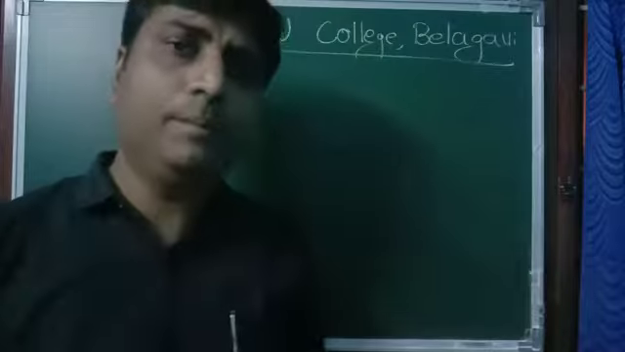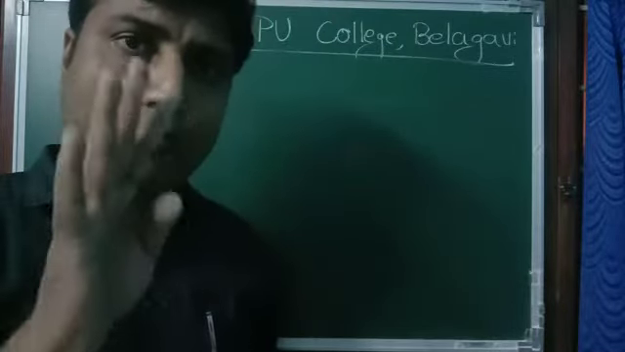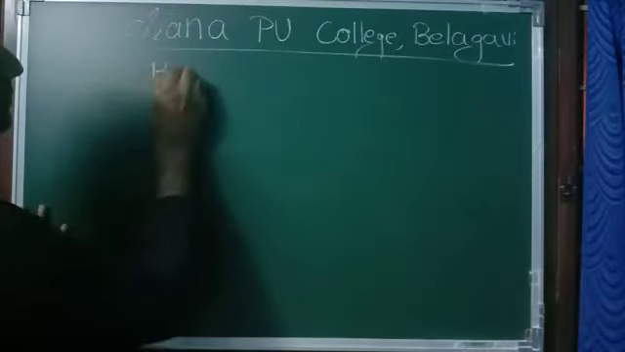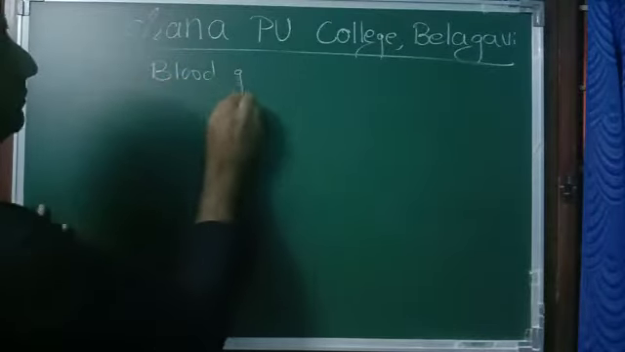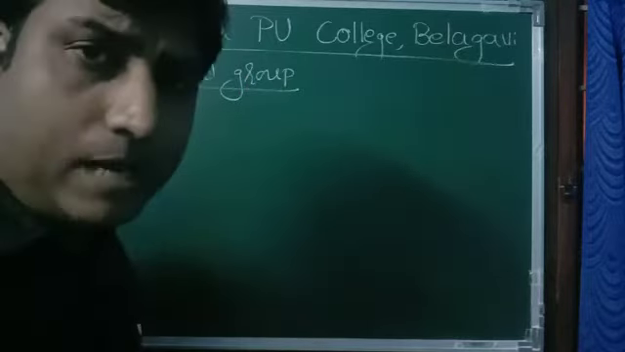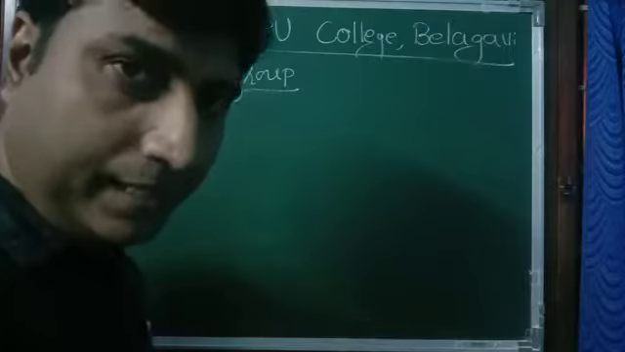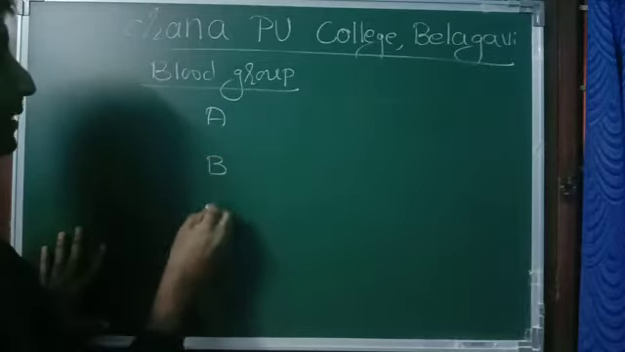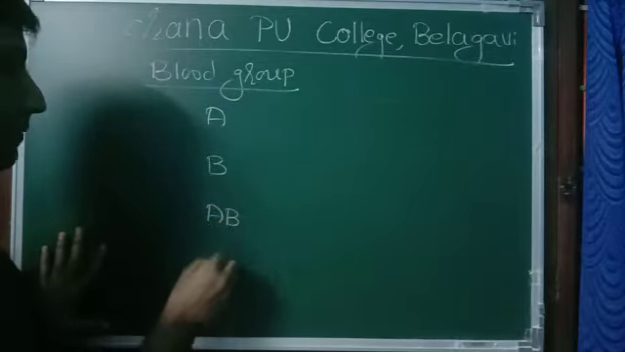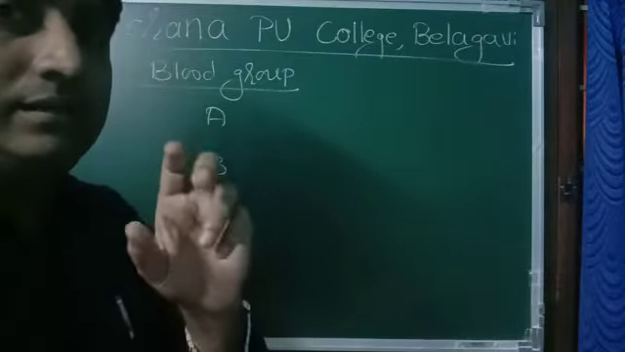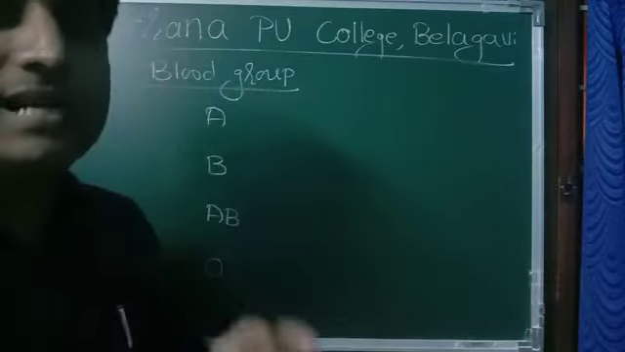Blood group in human beings are of 4 types. Which are the 4 types of blood group? A, B, AB and O. Now, the genes controlling that, we call it as alleles.